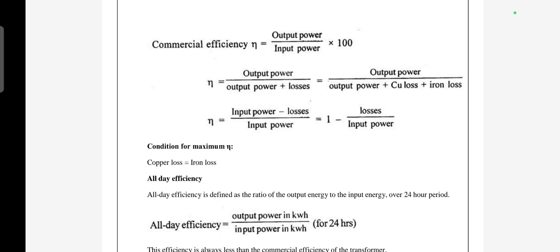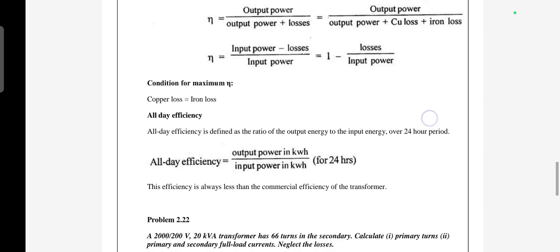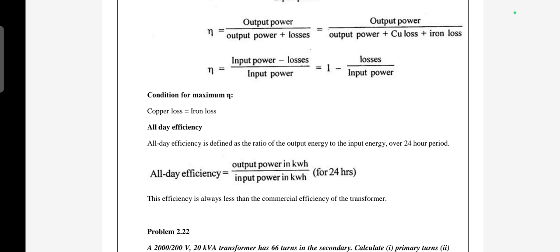And about the all-day efficiency of the transformer, it is the ratio between the output energy and the input energy over a 24-hour period. So the all-day efficiency is denoted by output in kilowatt hours divided by input in kilowatt hours for 24 hours. The all-day efficiency is always less than the commercial efficiency of the transformer.